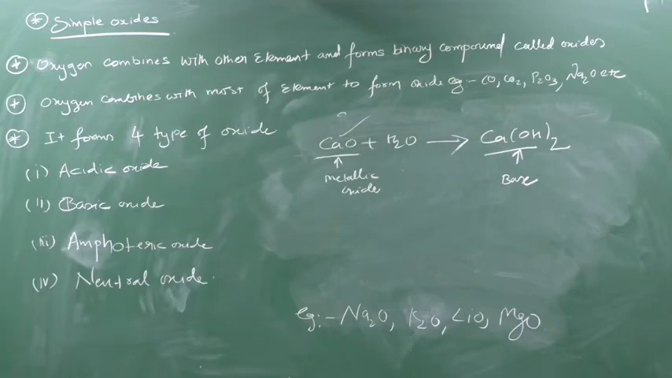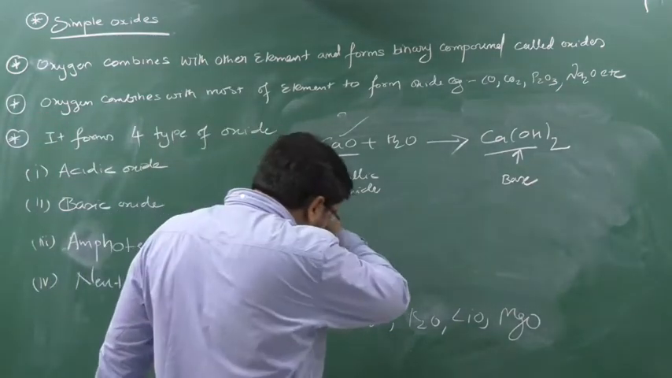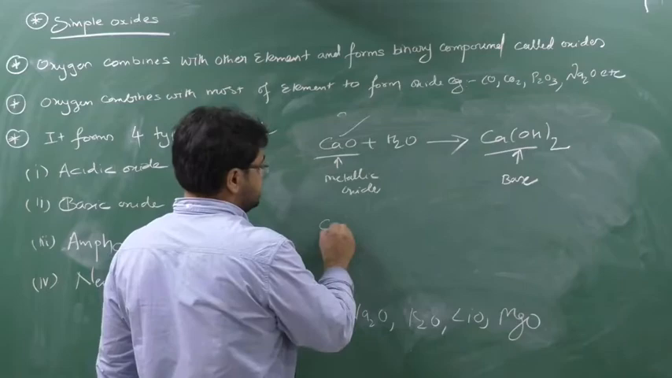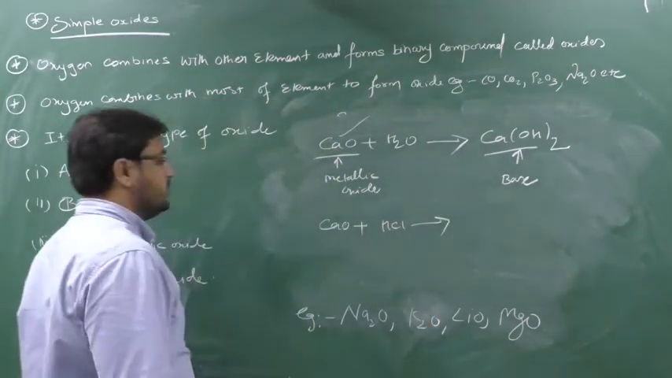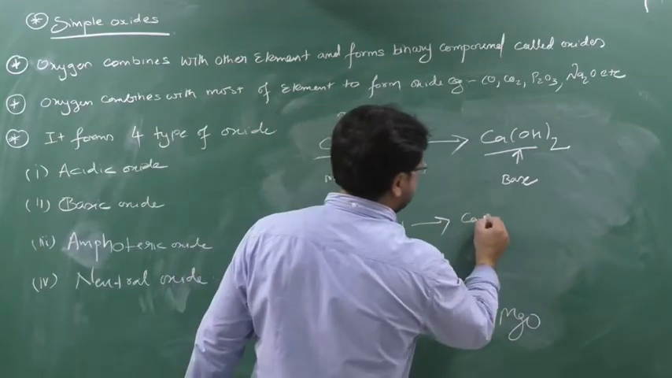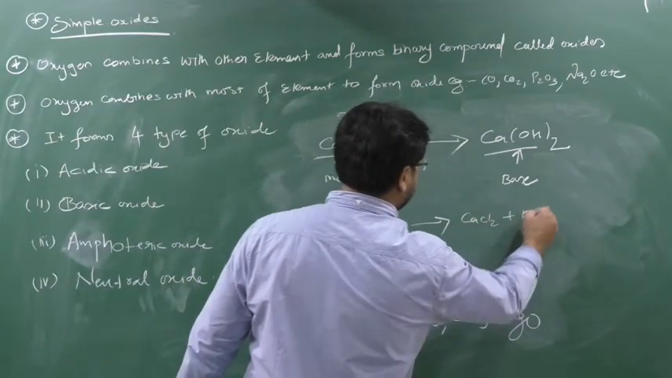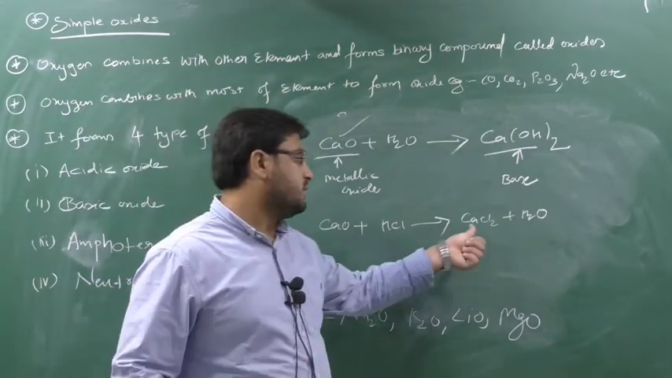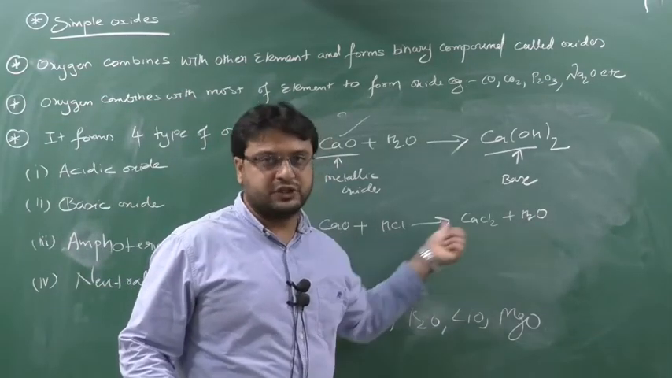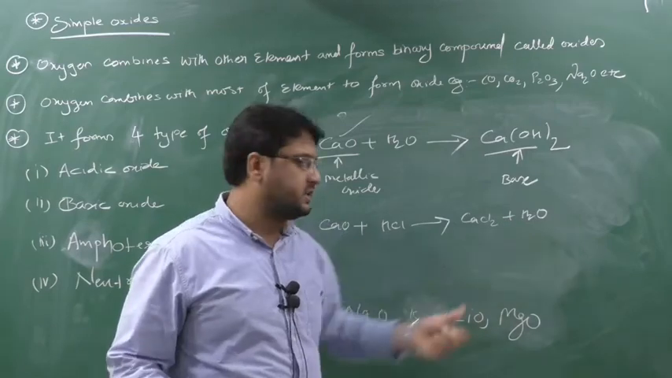Are you understanding or not? See, suppose I take calcium oxide plus HCl. Yes or no? So the answer I get is CaCl2 plus H2O. Clear? Now see, whenever I react an acid and a base, it will generate what? Metallic salt plus water, which is known as what? Neutralization reaction. I just told you.